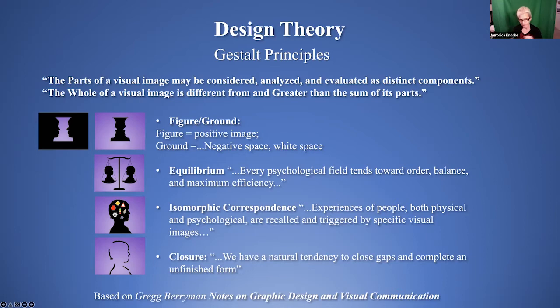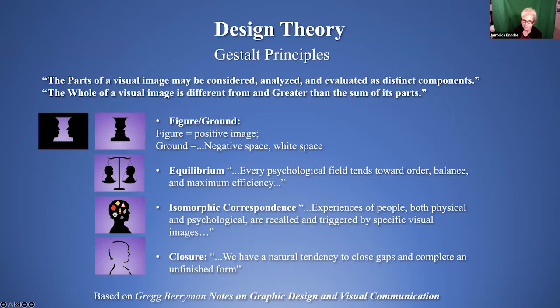Figure and ground. The figure is a positive image and the ground is negative space or white space. And you can flip figure and ground, and that's what I have done in that picture of the two faces that is a vase also. So that's why I've got it with the two different colors flipped. Flipping figure ground is something that you can do in an image to make it more interesting.